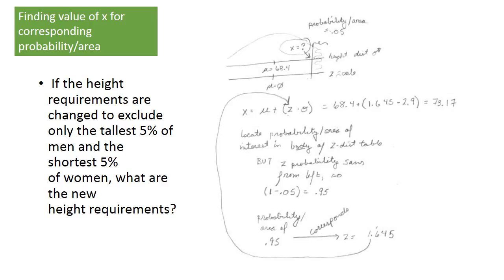Now we're going to take that 1.645, move back up and plug that into our formula to solve for the x. So we're going to get 68.4 plus 1.645 times 2.9, which gives us the value of 73.17. And again, you should be able to then repeat this for the height requirement for excluding 5% of the shortest women.